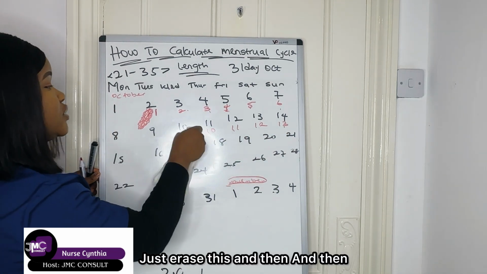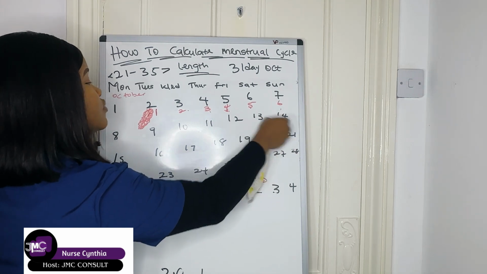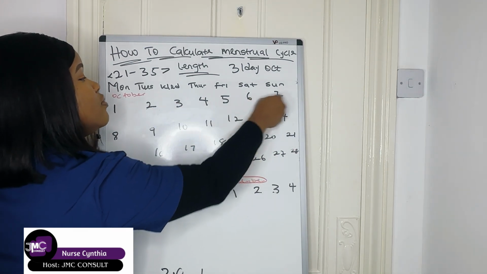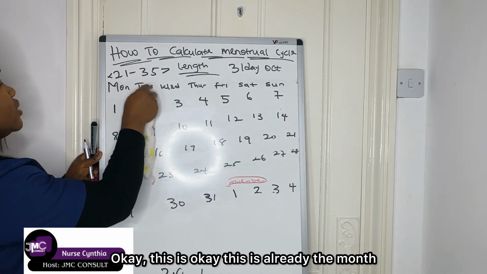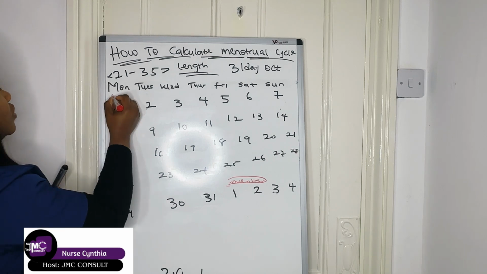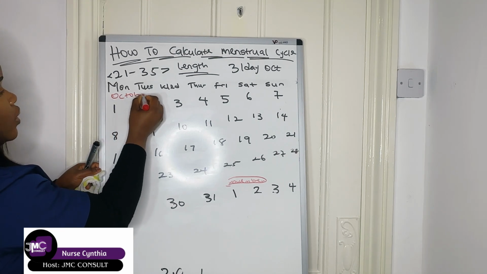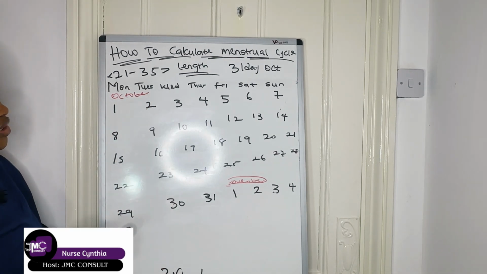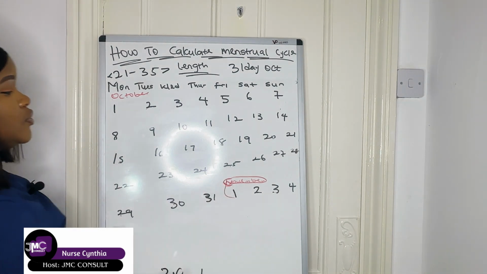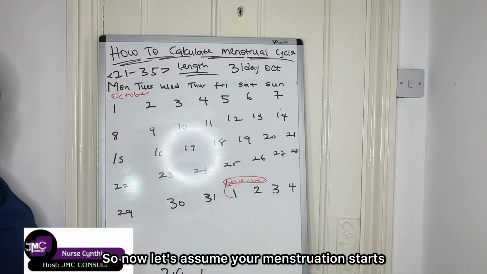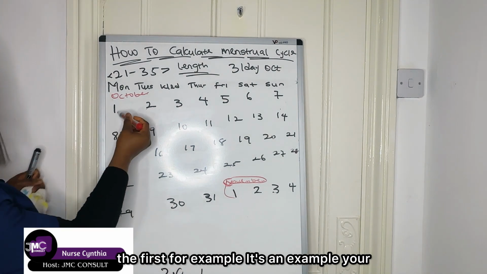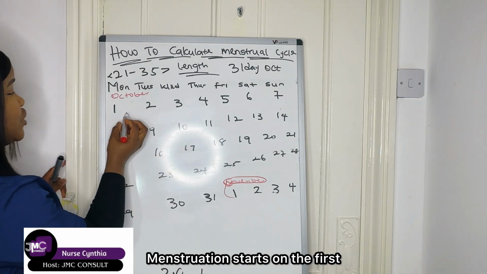I'll just erase this. Okay, this is already the month of October. Okay, now this is November, another month. So now let's assume your menstruation starts on the 1st. For example, it's just an example. Your menstruation starts on the 1st.